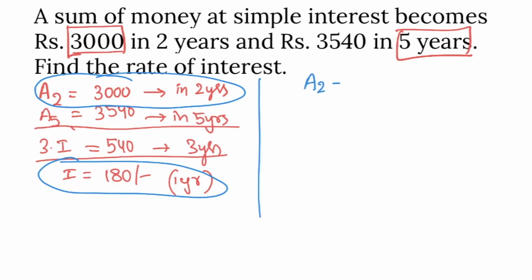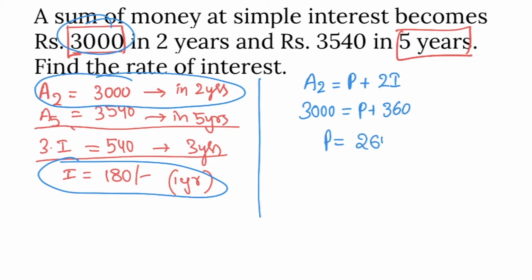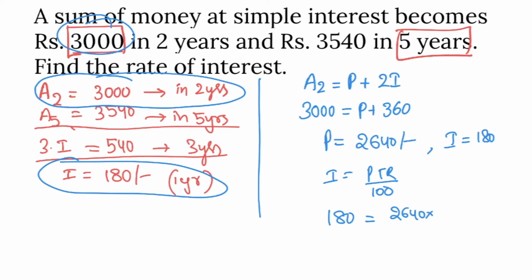The 2 years amount is equal to principal plus 2 years' interest. The 2 years amount is given as 3,000. So 3,000 is equal to principal plus 2 years' interest. 2 into 180 is 360, so P is equal to 2,640 rupees. Principal is 2,640. And we know the interest is 180. Using the formula I equals PTR by 100, interest of 180 rupees on 2,640 into time period.